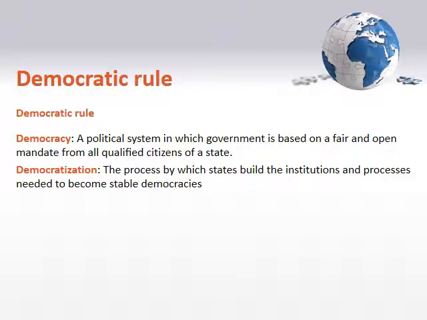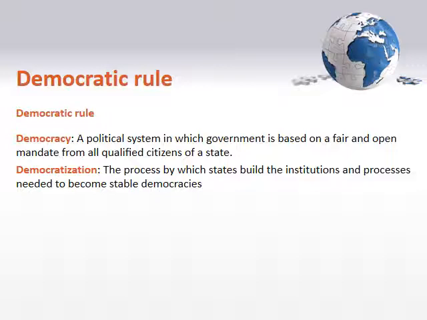So the term democracy gets thrown around quite a bit. Let's drill into the textbook definition. We're talking about a political system where government is based on a fair and open mandate from qualified citizens within a state. Usually this takes the form of an election.